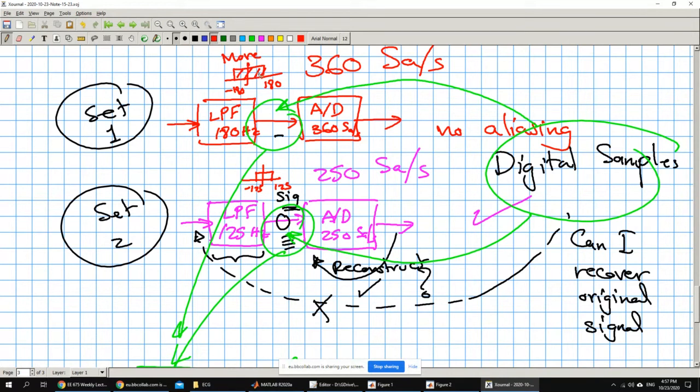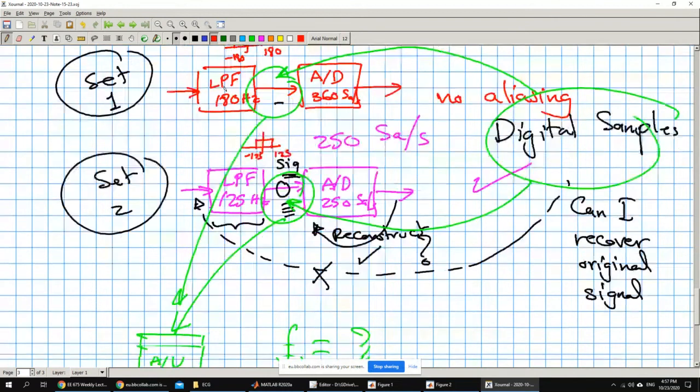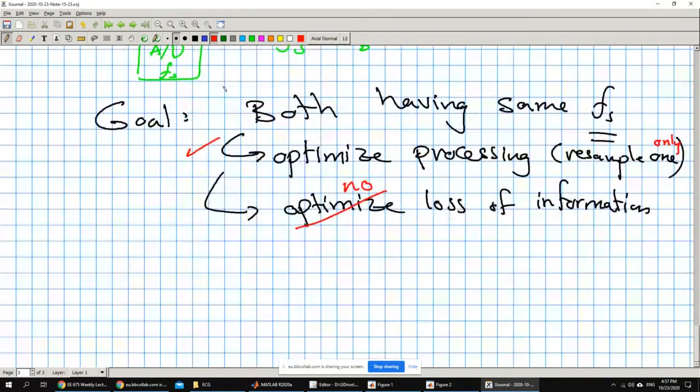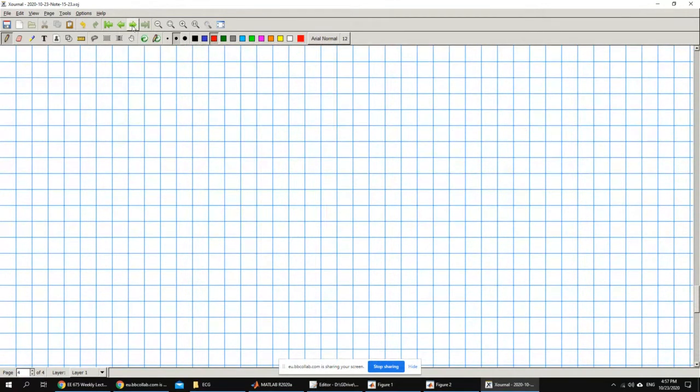So if I take the 180 signal here that was sampled at 360 samples per second and resample it to 250, then I lose information. I have to take the 180 and pass it through a low-pass filter of 125 because I don't want to have any aliasing. So I will have to remove a part of the information that I already have. Let me show it to you.